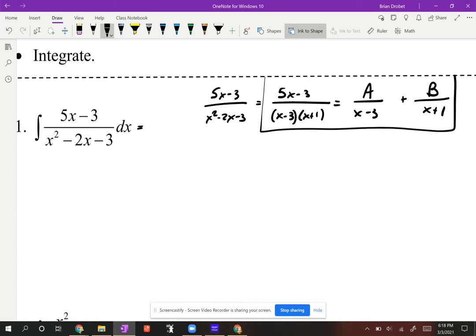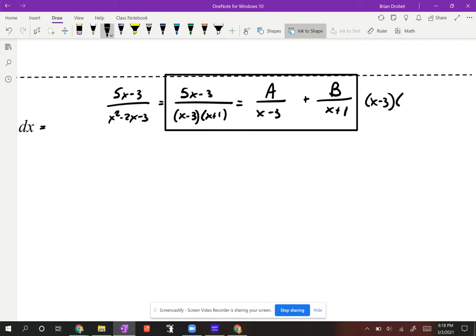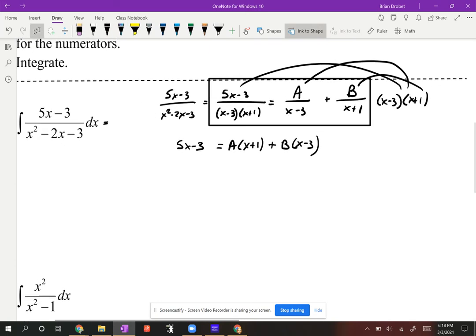So take this right here. I'm going to multiply through by the common denominator of (x minus 3)(x plus 1). When I do that, I'm just going to be left with 5x minus 3 on the left-hand side. On the right-hand side, when I multiply to the first term, the x minus 3's are going to cancel, and I'm going to be left with A times (x plus 1). And when I do the last term here, the x plus 1's will cancel. I'll be left with B times (x minus 3). So now I have an equation that I can use to solve for A and B.